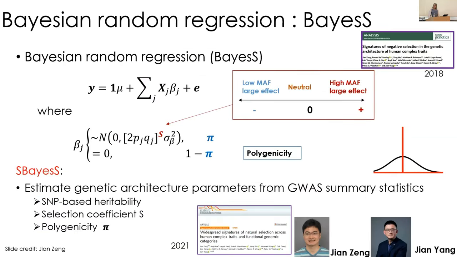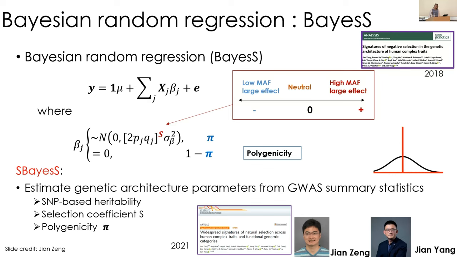I'm going to talk about some evolution analyses that we did in two papers, one in 2018 and the other in 2021. The first one was based on individual-level data, and the second one carried the method forward into GWAS summary statistics. This is work led by the amazing Jian Zeng and Jian Yang.